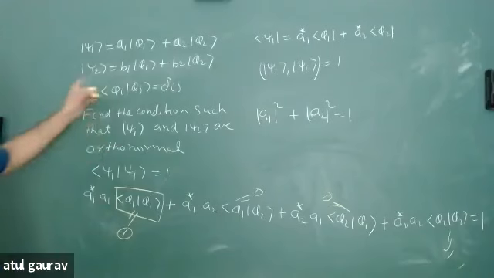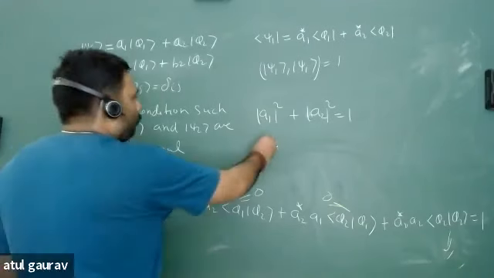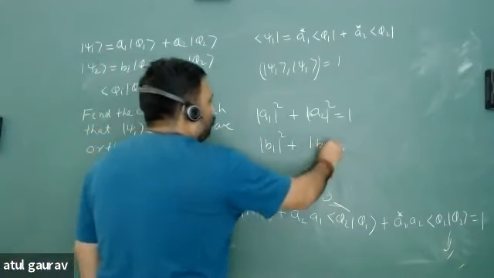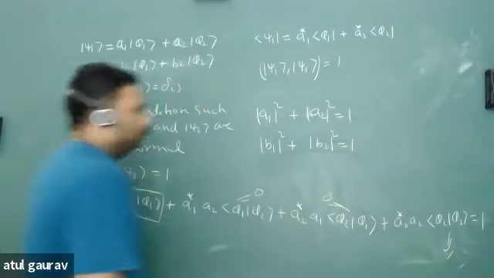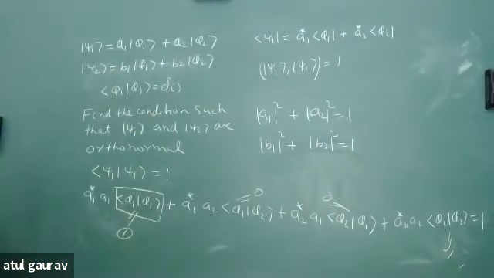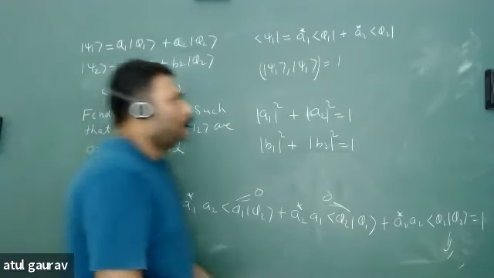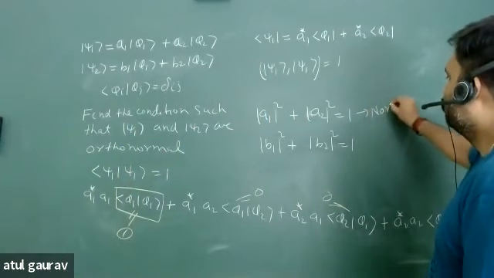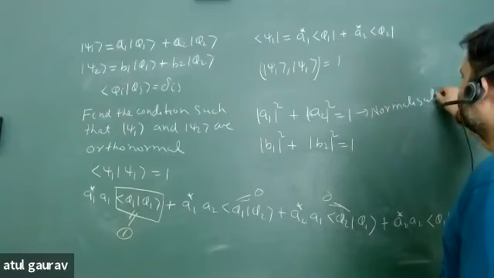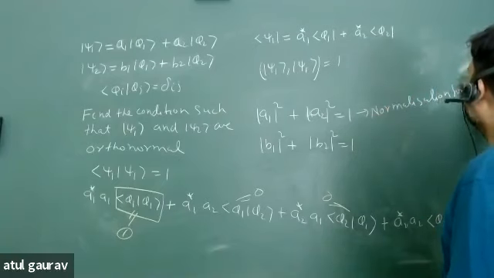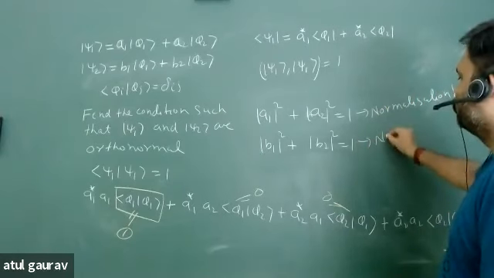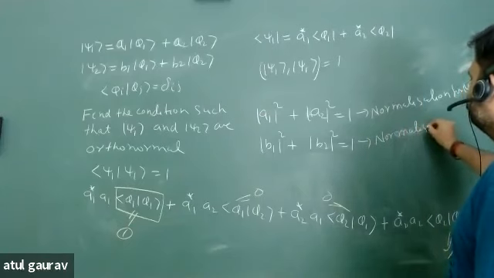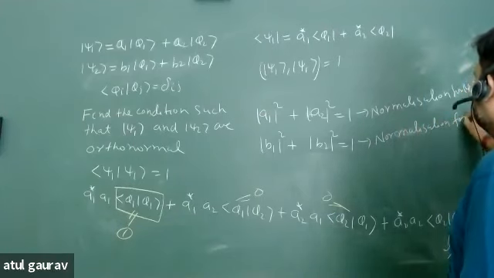And similarly, from the second part, you will get, what will be the second part? Mod B1 square plus mod B2 square is equal to 1. And now, last but not the least, what are these? So these are the normalization conditions. This is basically normalization for psi 1. This is normalization for psi 2.